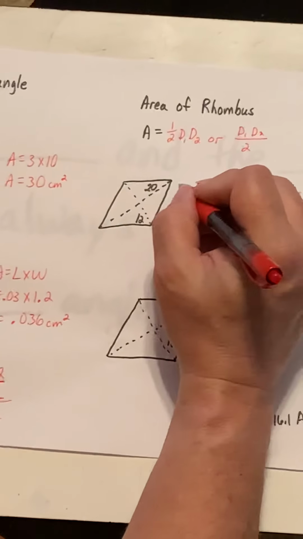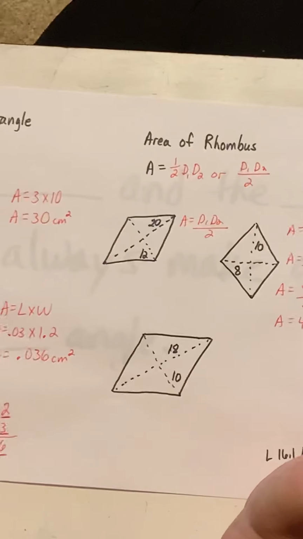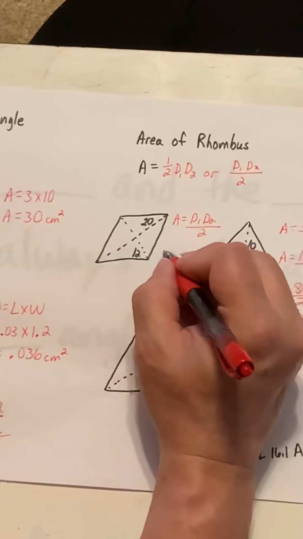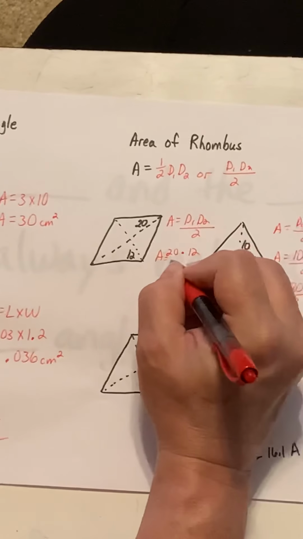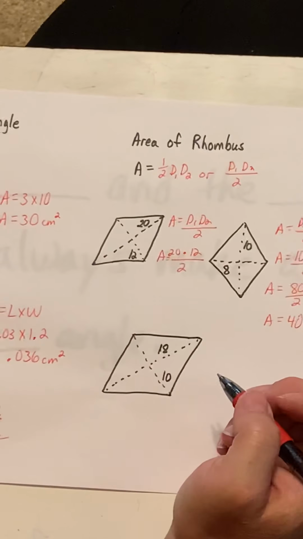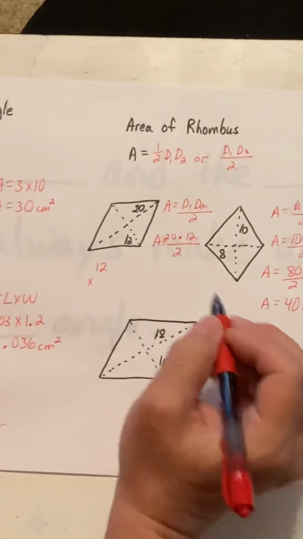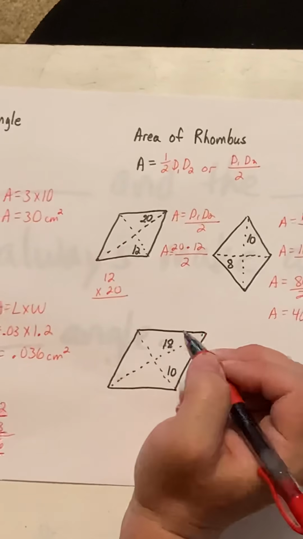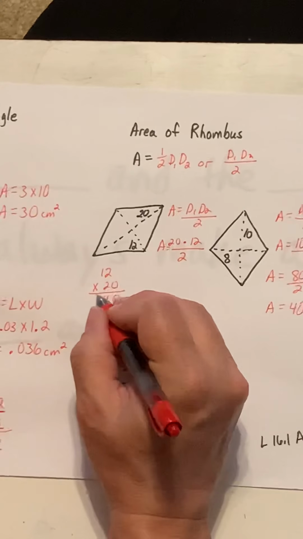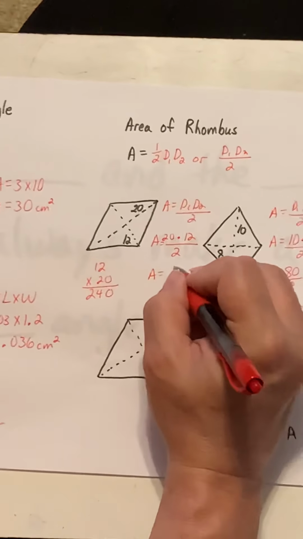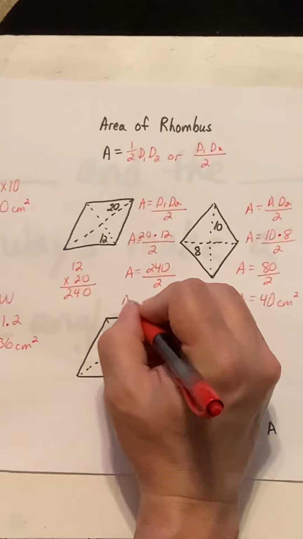Again, writing my formula to start with. Diagonal 1 times diagonal 2 divided by 2. Plug in what I know. I know diagonal 1 is 20 times diagonal 2 is 12. We're going to divide it by 2. You can pull over here if you're not sure what that gets when you multiply it out. I'm going to hang my 0 and multiply through with everything else. So I get 240.